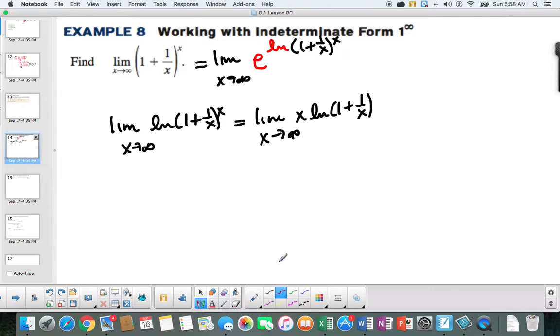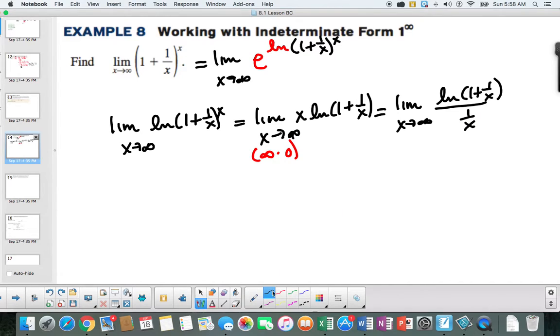Now, this situation is going to be infinity, and then this is going to be a 0, and then times 0. So that's one of our indeterminate forms that we've looked at before. Remember, the strategy is to try to make it look like a quotient. And I can do that by saying the natural log of 1 plus 1 over x all over 1 over x. And this is going to be a 0 over 0 situation.